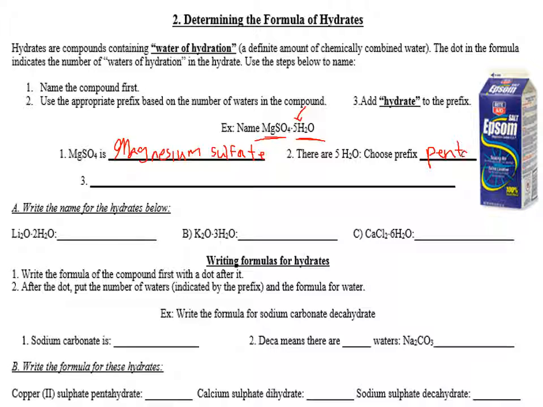And to indicate that it's water, we're going to write hydrate afterwards. So what we do is we combine these together. We have magnesium sulfate and then we have 5 waters attached to it. So that's going to be pentahydrate.